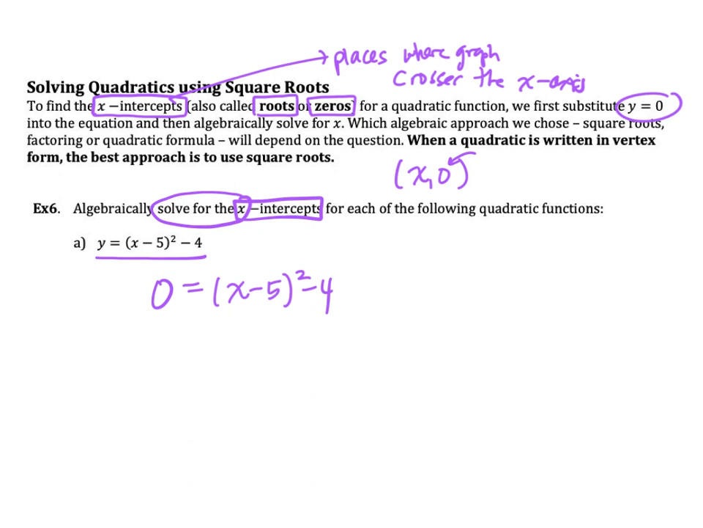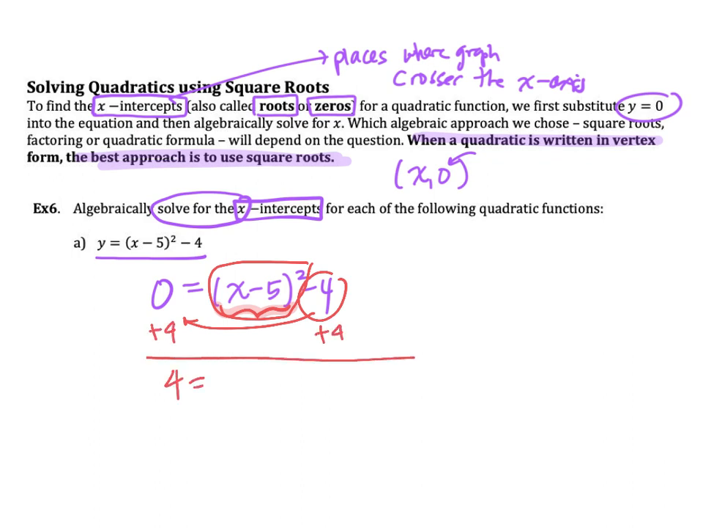Now, when you have your quadratic written in vertex form, what is the easiest way? I always want to be the most efficient I possibly can. So what's the easiest thing I can do in order to solve for x? Well, I'm going to try to isolate the part that's squared. So I need to move my minus 4 to the other side. How do I move that minus 4? I add 4. So I get 4 equals x minus 5, the quantity squared.